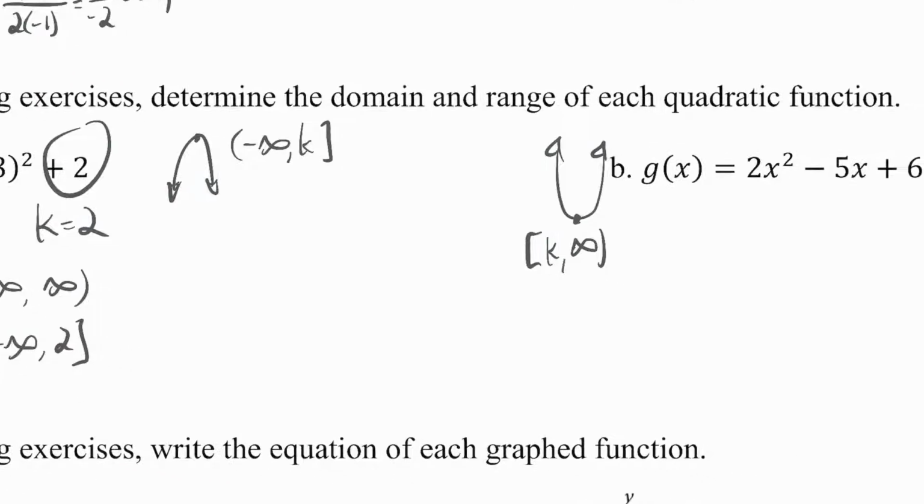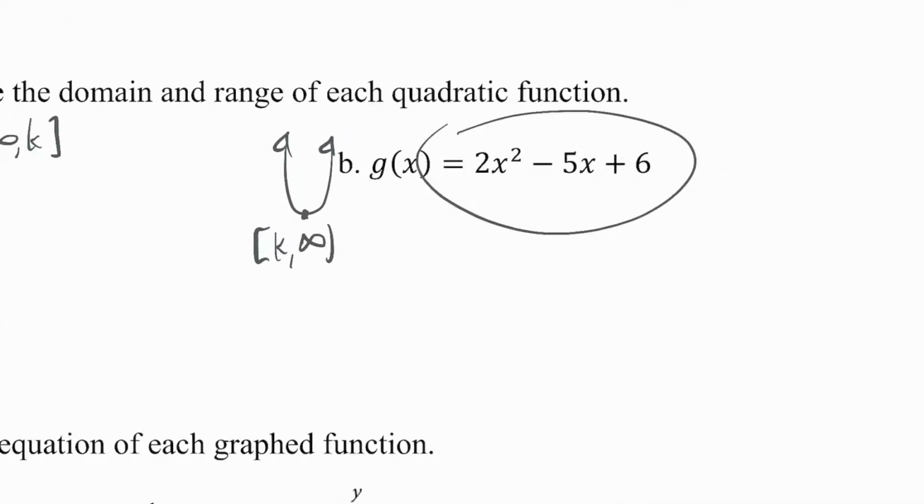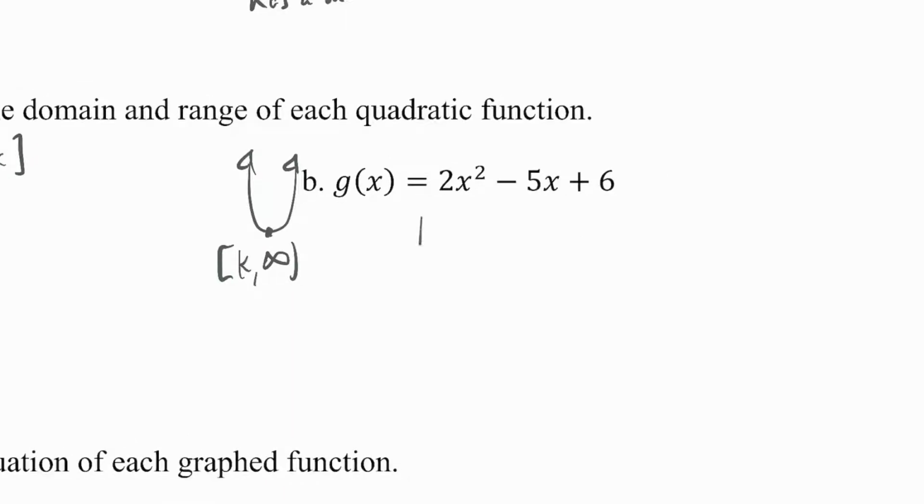This one is not already in vertex form, so I do have to find out h first. So h equals negative b over 2a. So negative 5 over 2 times 2. So 5/4. Okay. So k equals g of 5 over 4.